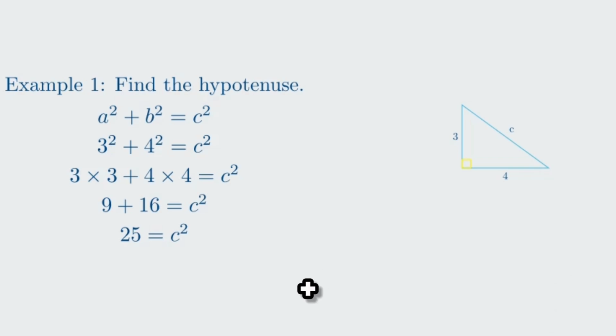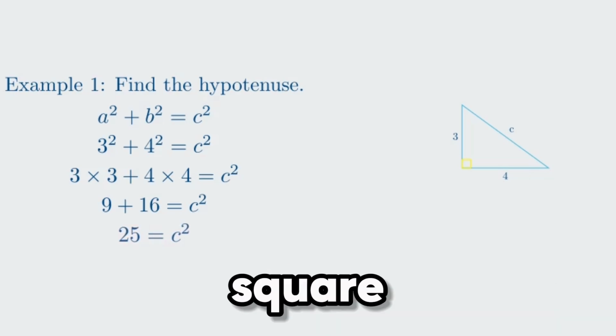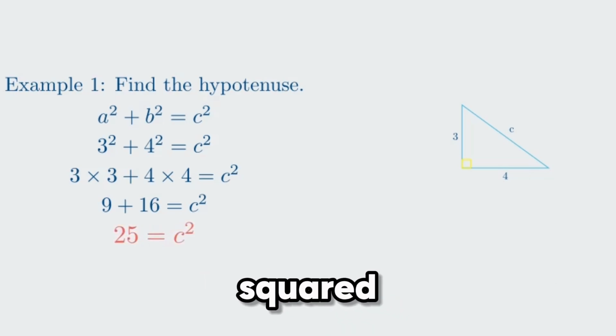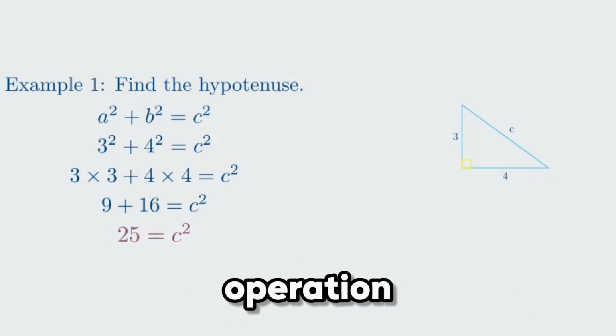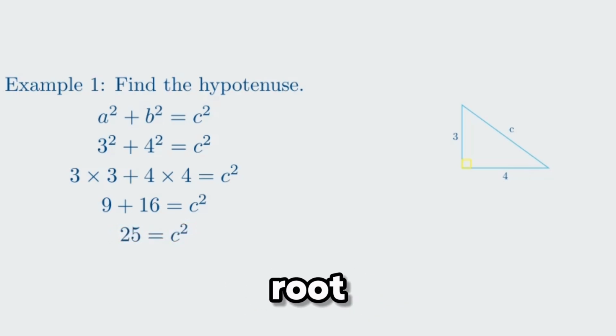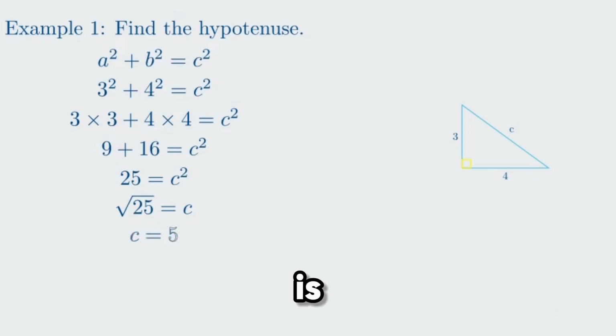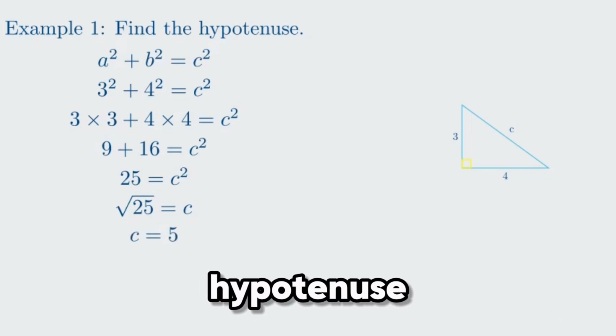So we have 9 plus 16 equals C squared. Adding the numbers, we get 25 equals C squared. We're not done yet. We've found the square of the hypotenuse, C squared. To find C itself, we need to do the opposite operation of squaring, which is taking the square root. The square root of 25 is 5, so the length of our hypotenuse is 5.